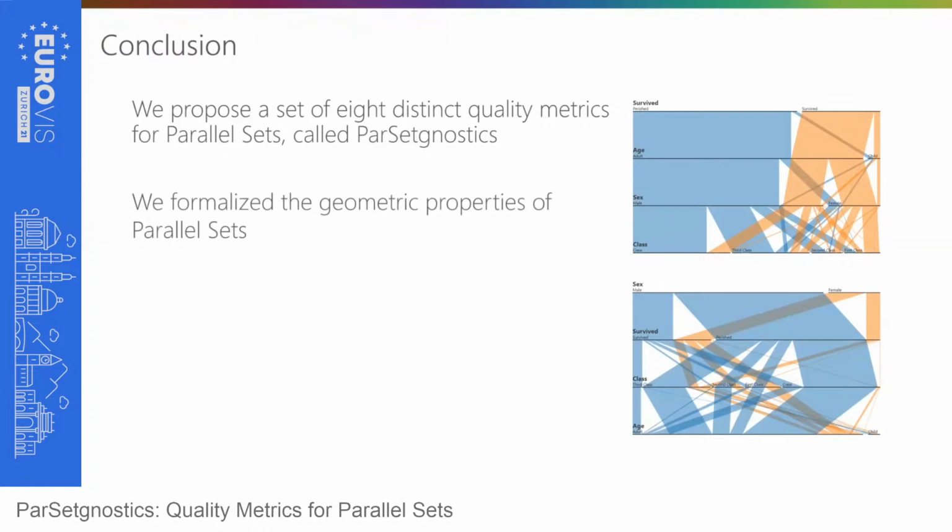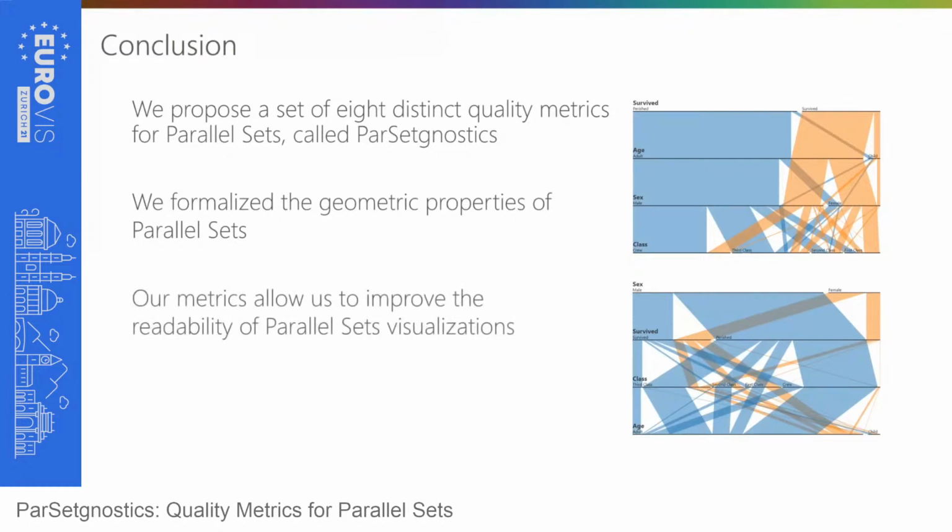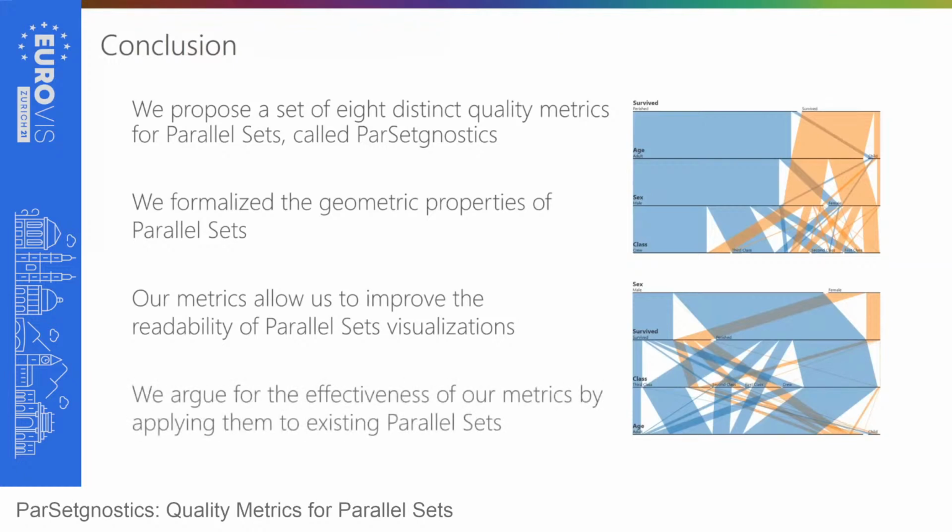We formalize the geometric properties of parallel sets visualizations, which we use to later formalize and describe our quality metrics. Also, we compare our improved parallel sets visualizations to published ones. Our results show that ParSetgnostics facilitates multidimensional data analysis of categorical data by providing optimized parallel sets designs with reduced clutter of up to 81% compared to the initially proposed parallel sets visualizations.